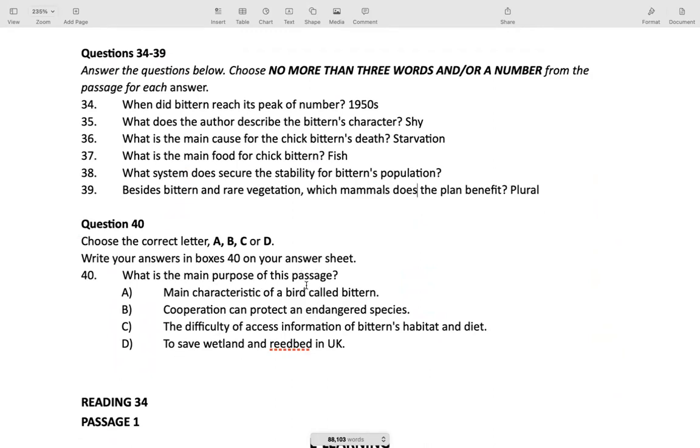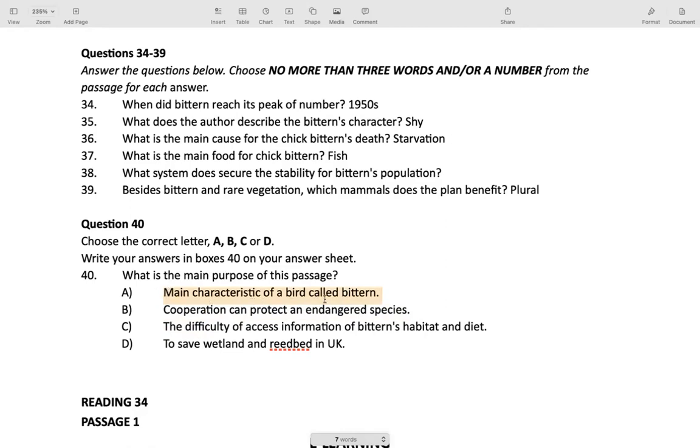What is the main purpose of this passage? Now you have done all the passage with me. So let's read each option. We are not going to look at any paragraph, nothing. We are going to tell the best option. Main characteristic of a bird called bittern. Let's do one by one. Can it be the answer or no?